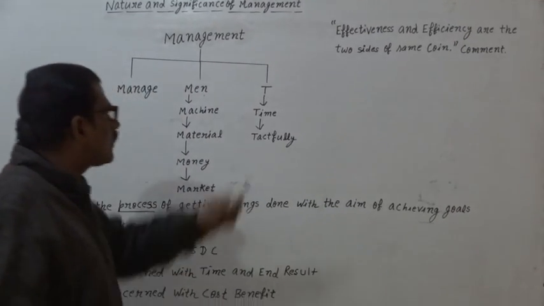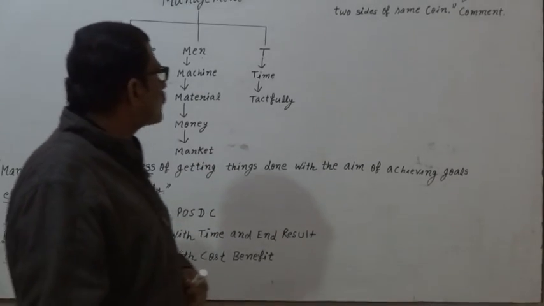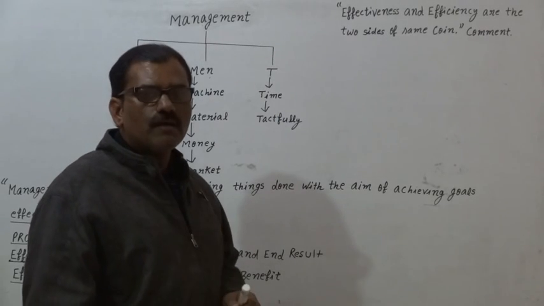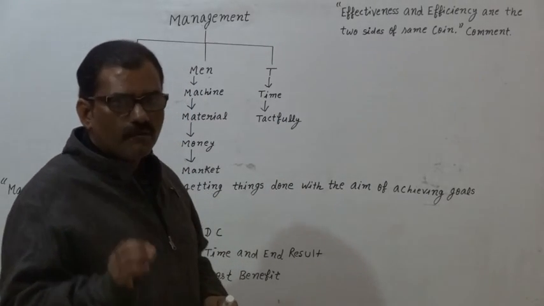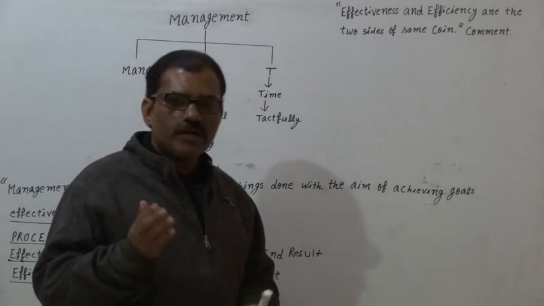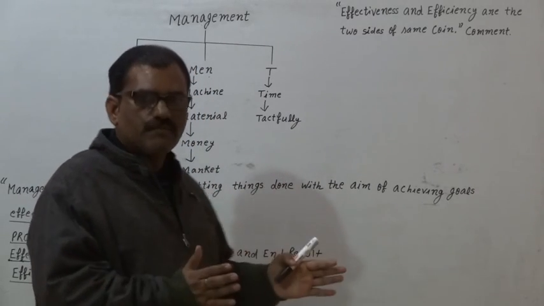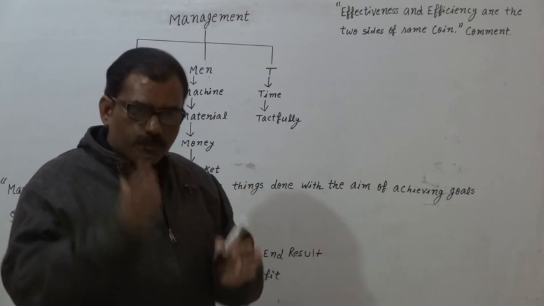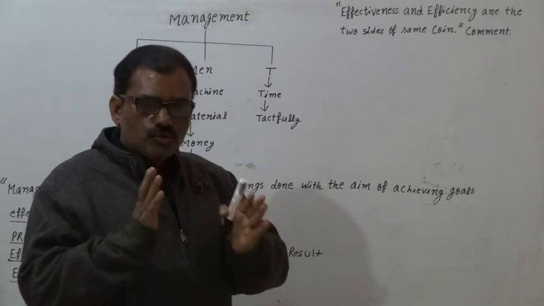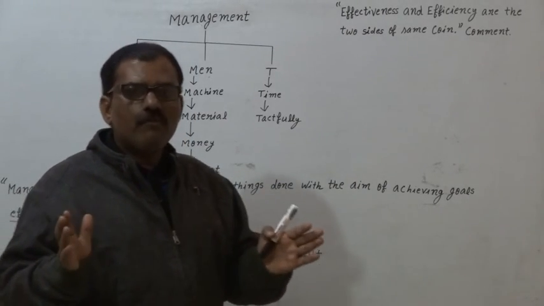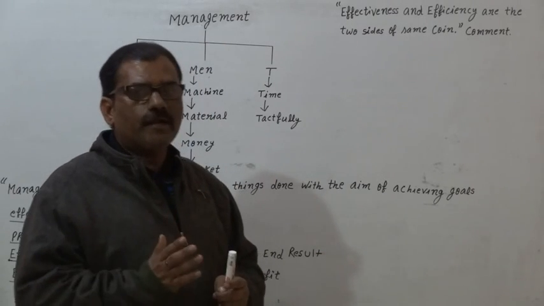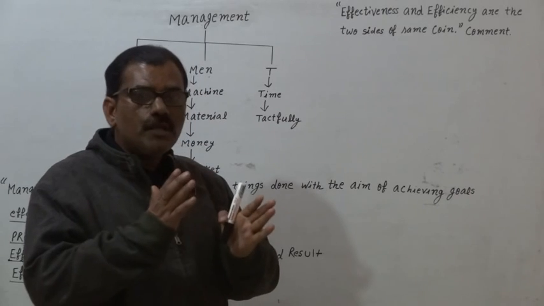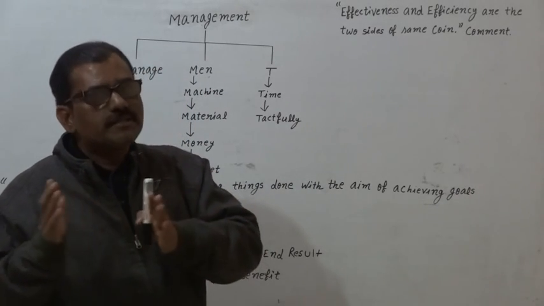While explaining the answer of this type of question in board examination, first of all you will write the meaning of effectiveness with example. After that you will write the meaning of efficiency with the help of an example. After that you will explain that these two terms are really different from each other, but for management, for a manager, these two terms must be considered side by side.